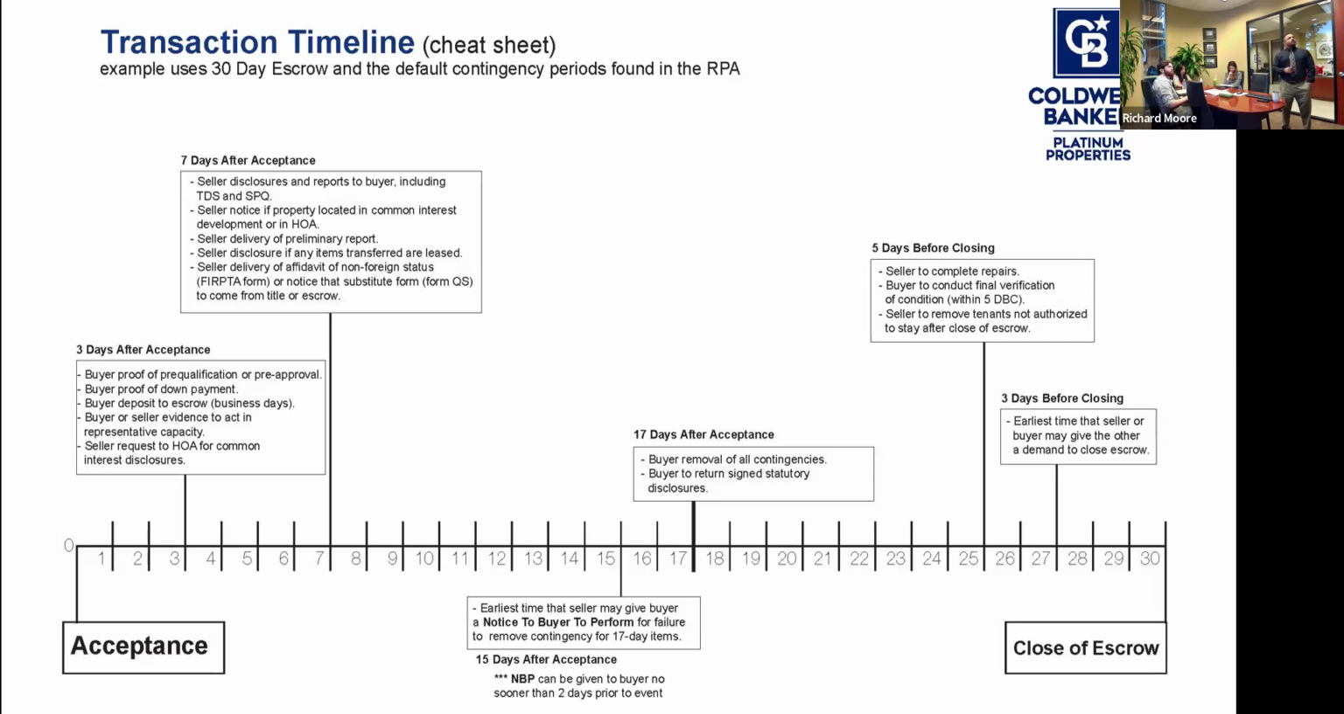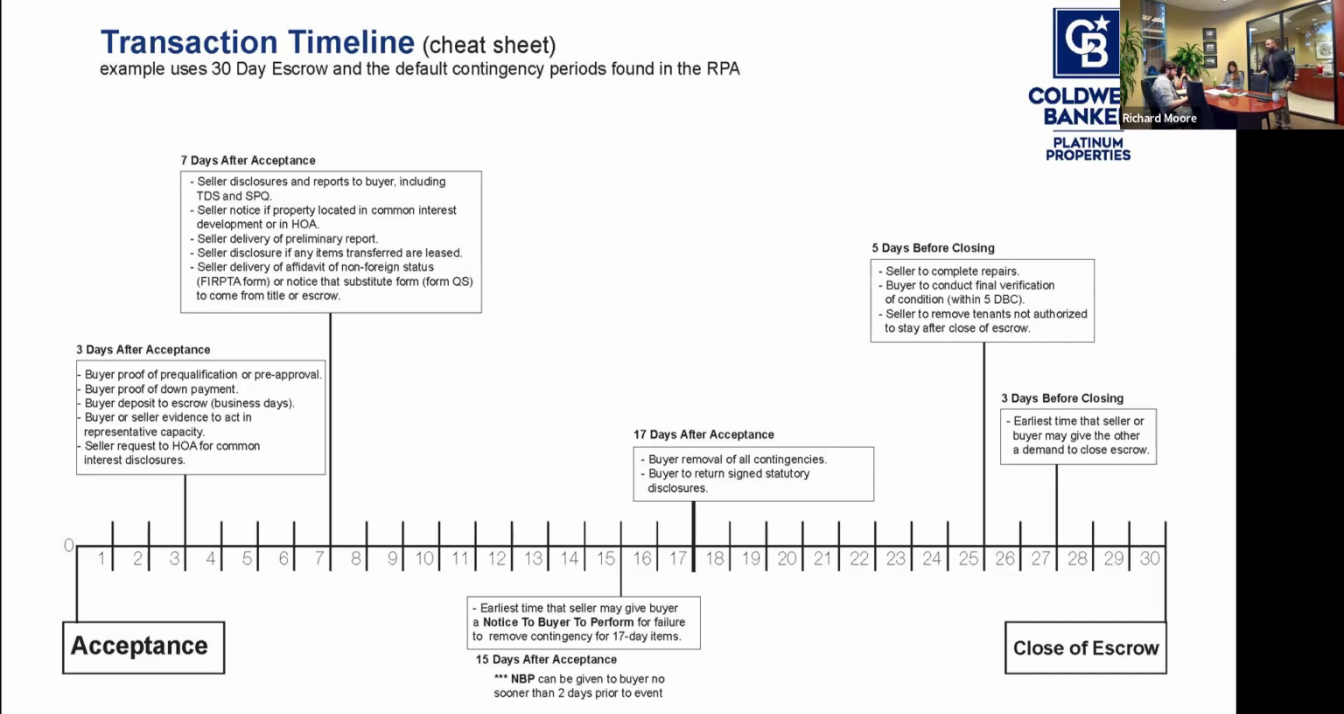Seller delivery of updated status. Okay, again, more seller's disclosures. These should have already all been sent to you by the 7th day. And when they deliver them, the buyer has up to 5 days to review them, sign them, and return them signed, or the 17th day, whatever the later of the two is. So 5 days would be 1, 2, 3, 4, 5, on the 12th day. But your contingency period is 17 days, so whichever one is the furthest out.